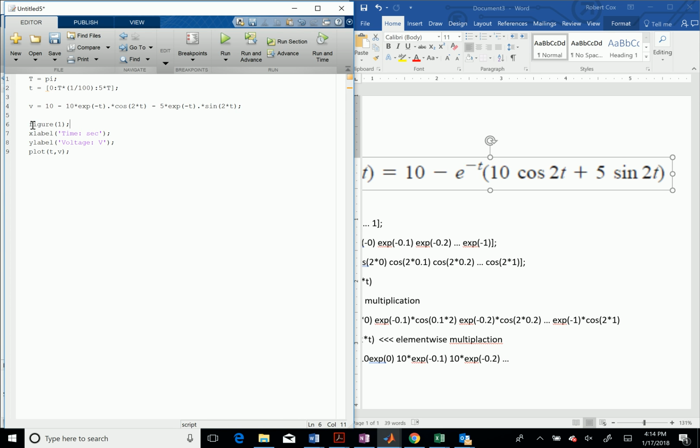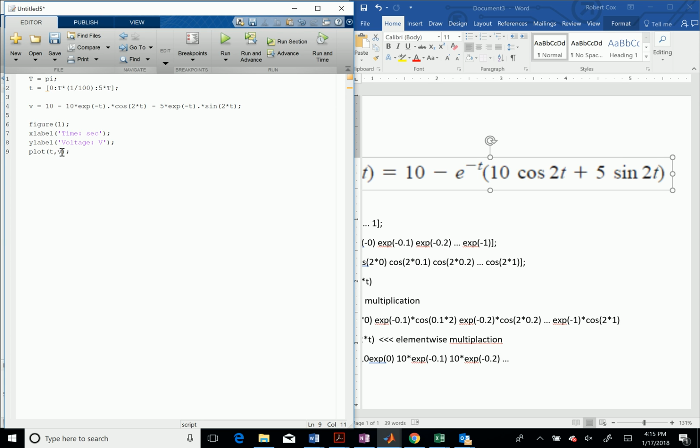Now what I do is I say, okay, I want to open up a new figure, call it figure 1, and I label my axes. I say x label. I want that to be labeled with time in seconds. Now notice what I did. I had these little tick marks here. My tick marks tell me what text I can put in. And then I have my y label, which tells me how to make that label.